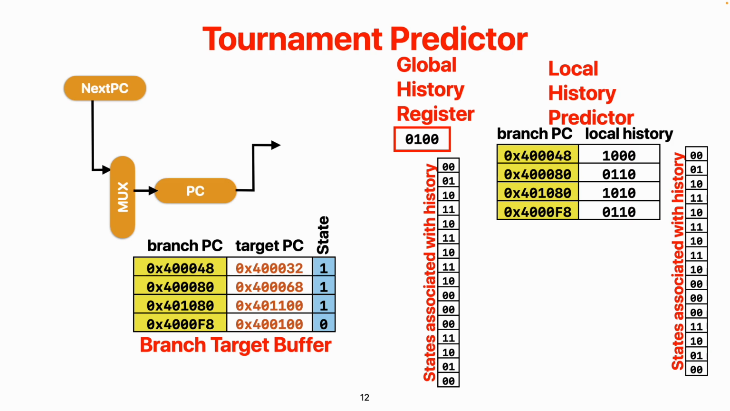So the concept of the tournament predictor is that we use a predictor to predict which predictor will give you a better prediction. What does that mean? Whenever I see a PC and it is a branch, based on a state that I recorded and updated associated with that PC, I decide which predictor would give you a more accurate result. And I take the prediction from the predictor that I predicted to use.